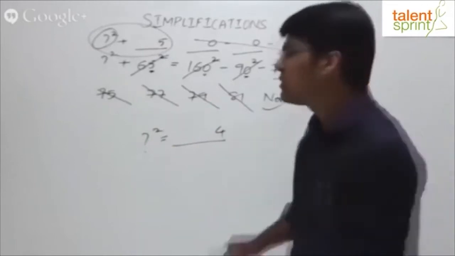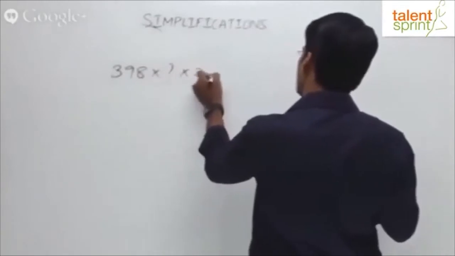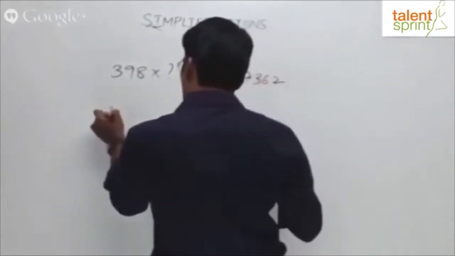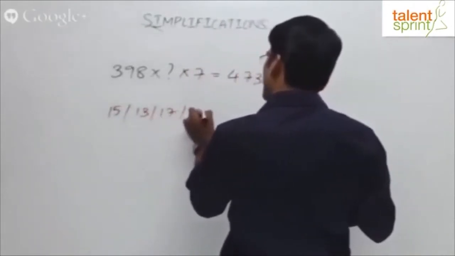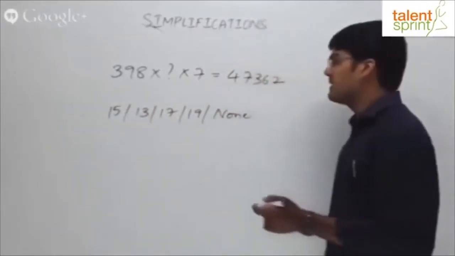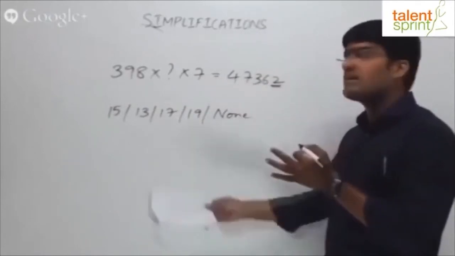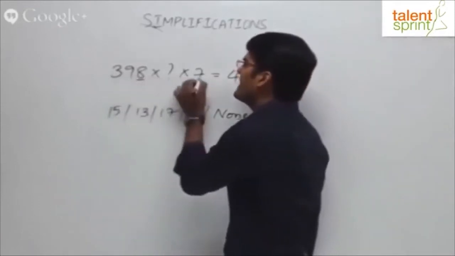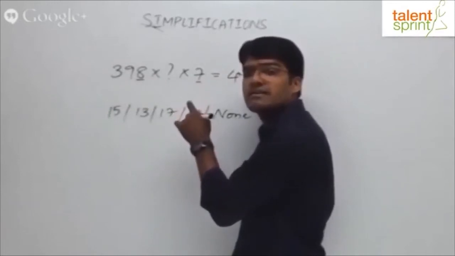Let's take one more quick question on this one. 398 into question mark into 7 is equal to 47,362. The options are 15, 13, 17, 19, none. What do we do? Go for the unit place. The right hand side ends in 2. It's obvious that the left hand side should also end in 2, right? But it has got a question mark there. So let's check. How is it possible? One number ends in 8, the other number ends in 7. When you multiply, the answer will end in 6. 8 into 7, 56. So the answer will end in 6.